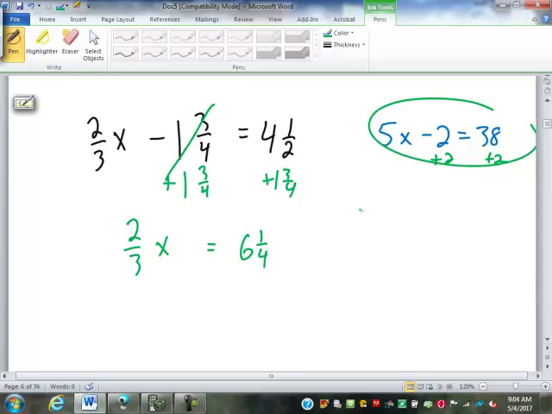Now, you can do that on your calculator. You can do it out longhand, however you want to do it. I'm going to trust you guys can add fractions at this point. What would be the next step over here? I would divide by the 5. So over here, I'm going to divide by 2/3.